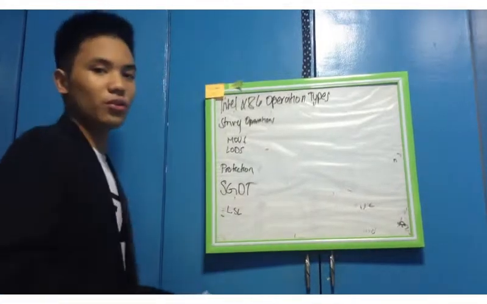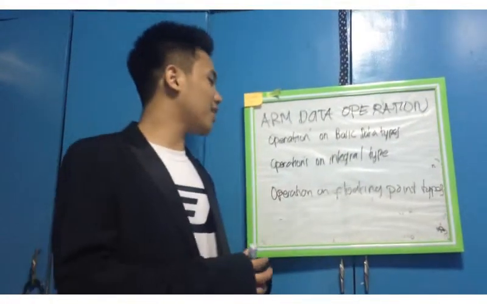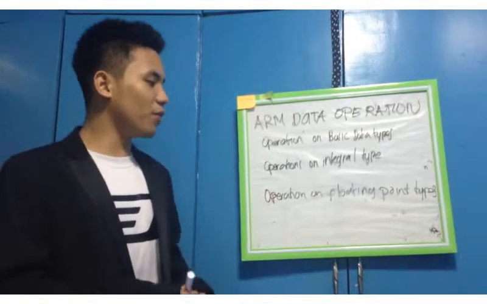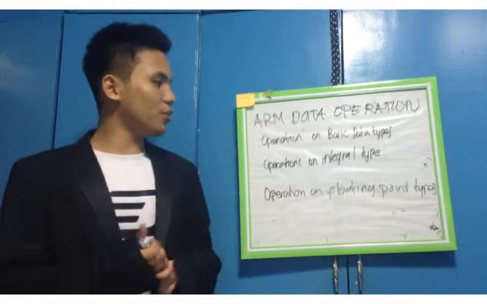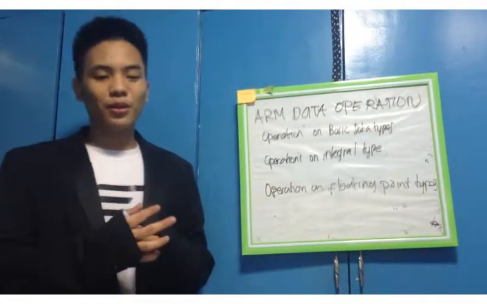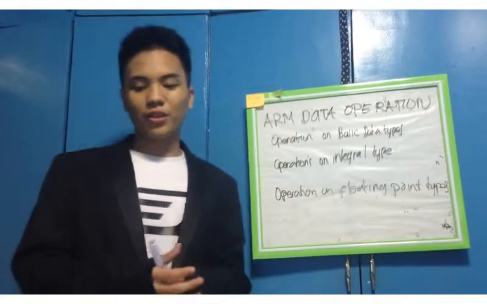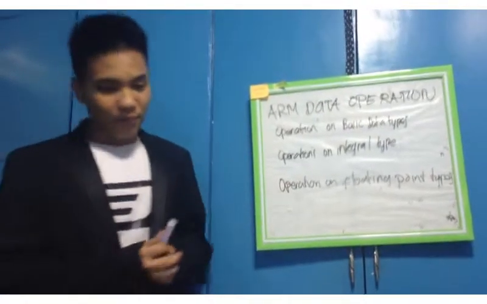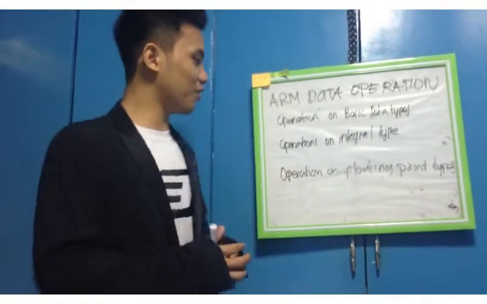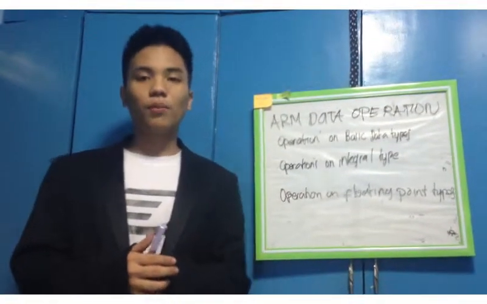And now we proceed to ARM operation types. Okay, let's now proceed to ARM data operations. There are 3: operations on basic data types, operations on integral types, operations on floating point types. And we go first to operations on basic data types. The ARM compiler performs the usual arithmetic conversions set out in the relevant section of the ISO C99 and ISO C++ standards. And then we go to operations on integral types. All signed integer arithmetic uses a 2's complement representation.